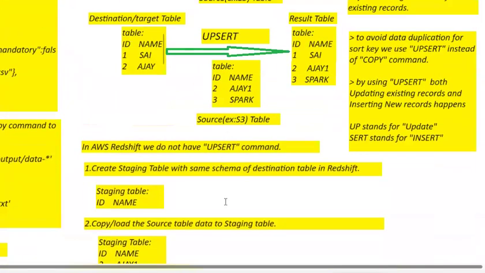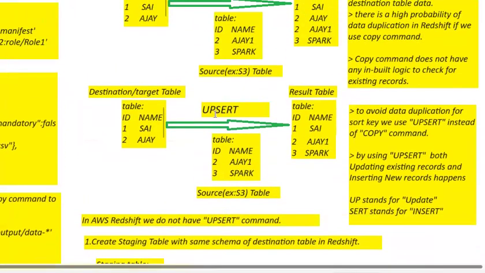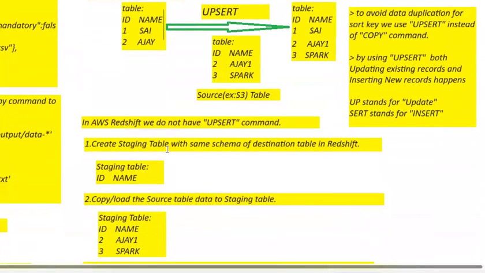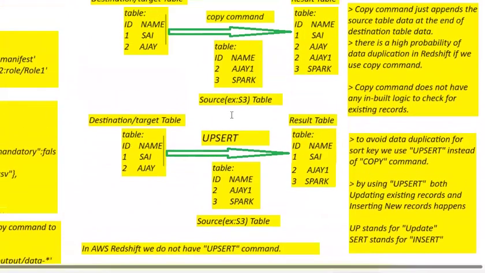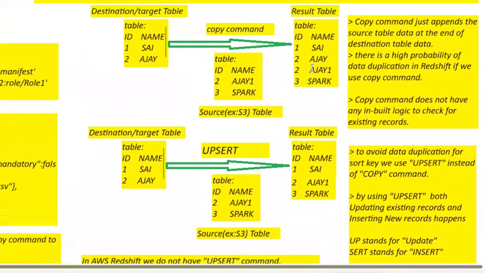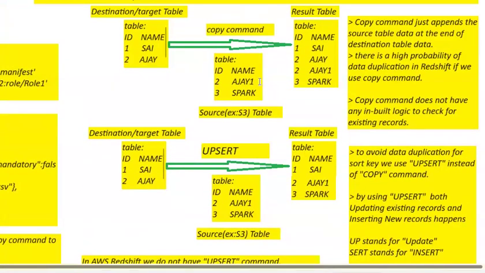So in this way, by using the upsert process, these are the steps that you need to follow. In this way, you can eliminate the duplicates while we perform the copy command. This upsert process even updates the existing table and also inserts the new records, right? So in this way, we can eliminate duplicates and insert new records in the destination table.